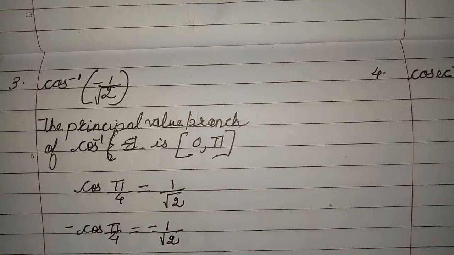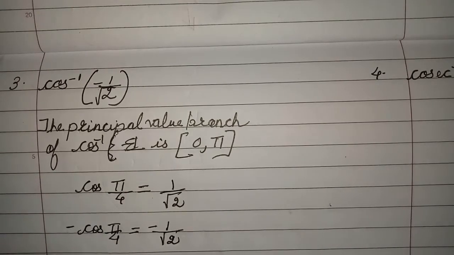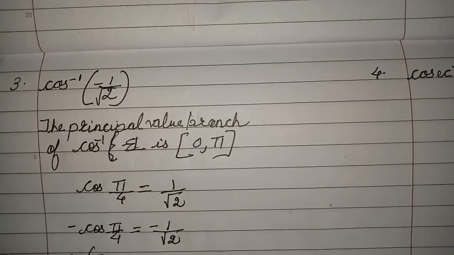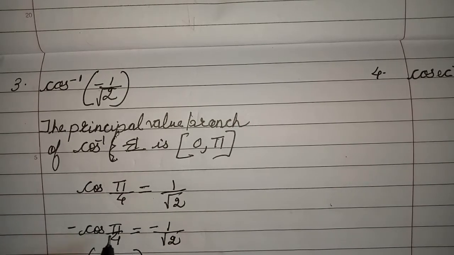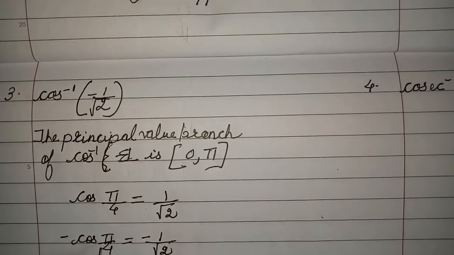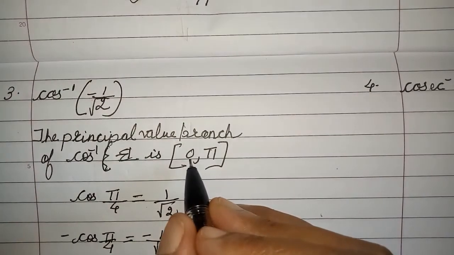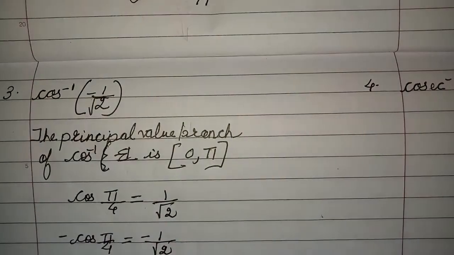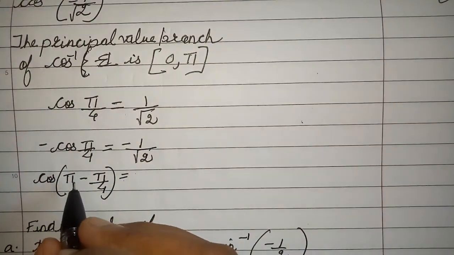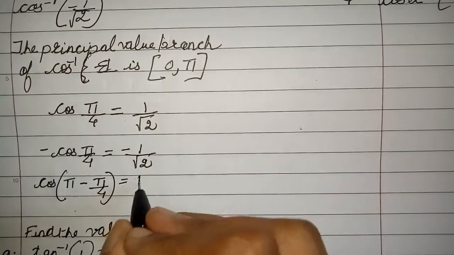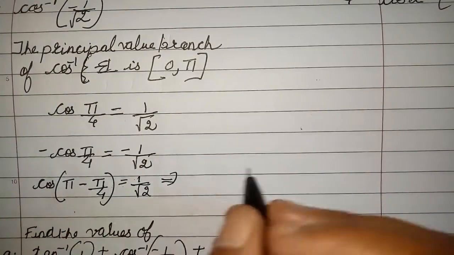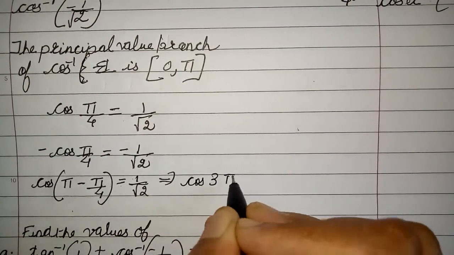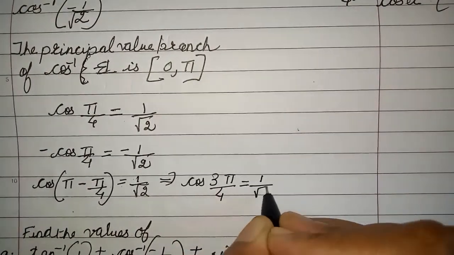But I know that, children, cos of pi minus theta is minus cos theta. Now I can't take this minus inside. I can't use the definition of even and odd function. Why? Because this is positive, no? It's from 0 to pi, a positive angle. So I will use something which you have already learned last year, that cos of pi minus theta is minus cos theta. So now if I simplify the terms in the bracket, this will become 4 pi minus pi, this will become 3 pi by 4 is equal to minus 1 by root 2.